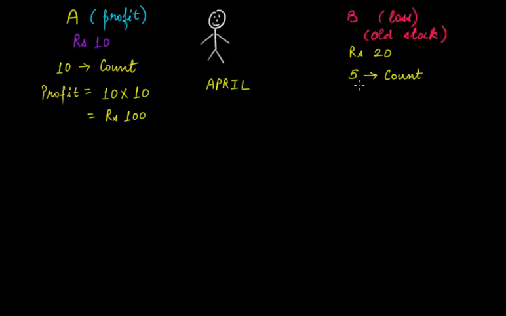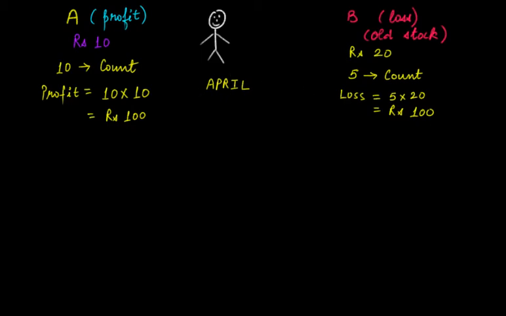So item B has been sold in the quantity of 5. Therefore, the loss that you are making by selling this item B will be, for 1 it is 20, for 5 it will be 5 times 20. So rupees 100 is the loss that you are making in case of B. In case of A, you are making a profit of rupees 100, and in case of B, you are making a loss of rupees 100 by the end of this month, April.